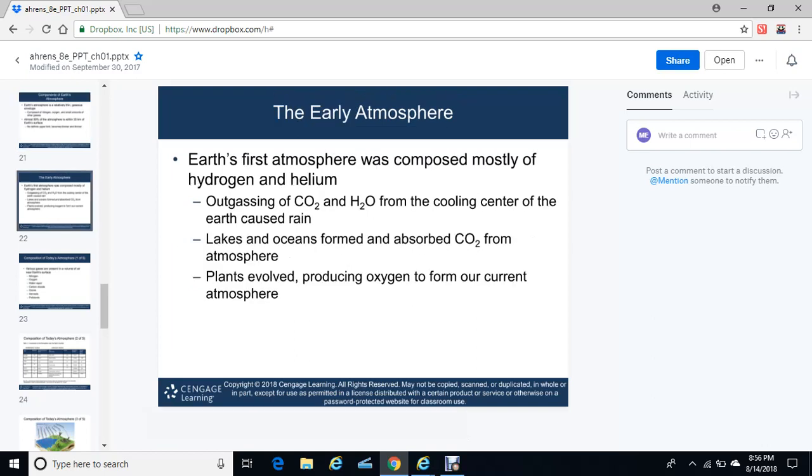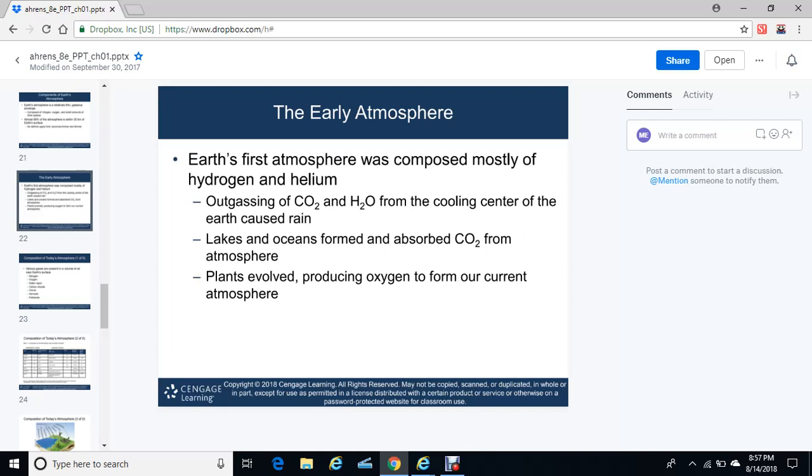The early atmosphere was composed mostly of hydrogen and helium. There was outgassing which occurred, outgassing of carbon dioxide, which is CO2, and H2O, which is water. And that occurred from the cooling center of the Earth, where these gases came out through vents or openings in the Earth's crust. And once this outgassing of carbon dioxide and the water interacted with particles, it caused rain. And then as that rain fell down, the rain accumulated enough to form lakes and oceans.